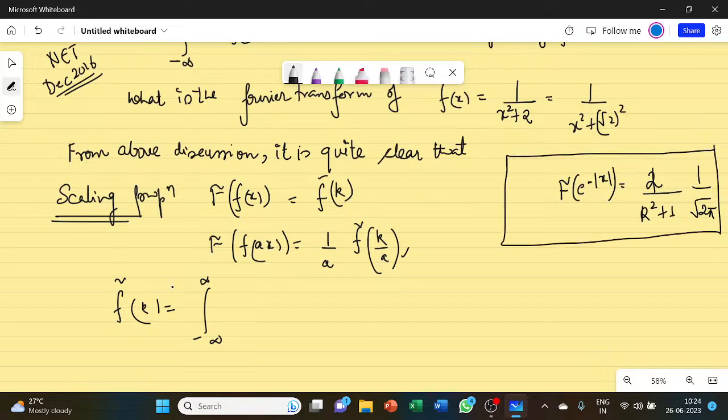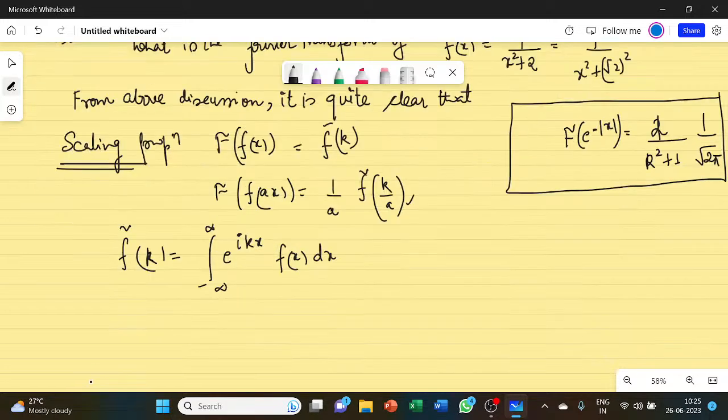Now if I want to write the Fourier transform of f of x, f tilde k would be equal to the integral from minus infinity to infinity of e to the power iota kx, using the definition that has been given to me, f of x dx. Now instead, if I am supposed to find the Fourier transform of f of ax, what would be the difference? Let us say a is positive.